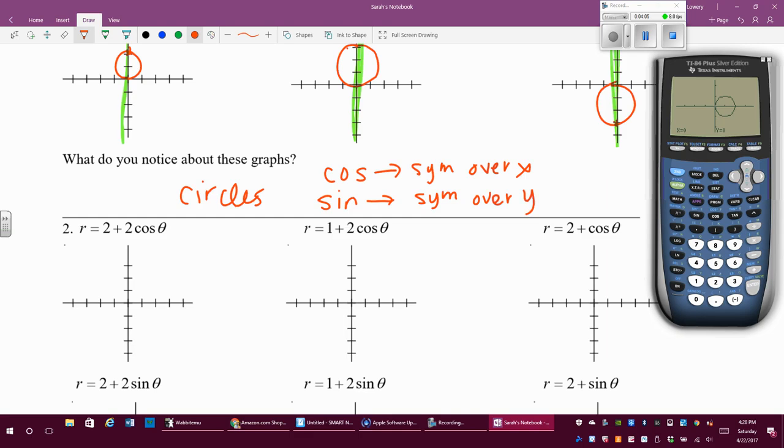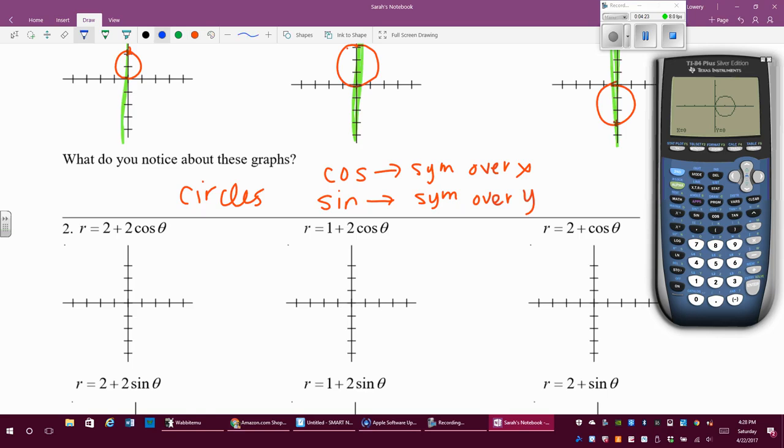Well, why is that? Well, think about the unit circle. What represented cosine? Well, cosine is our x value. What was sine? Our y value. And these are polar graphs. It looks like an xy coordinate plane, but you're actually graphing these on a polar plane, which we'll talk a little bit more about later.